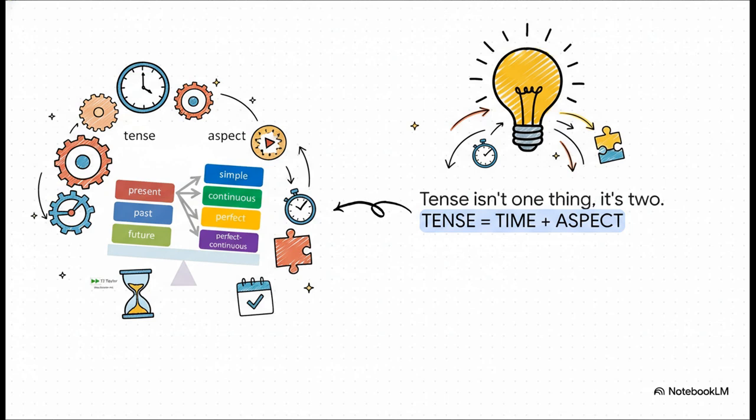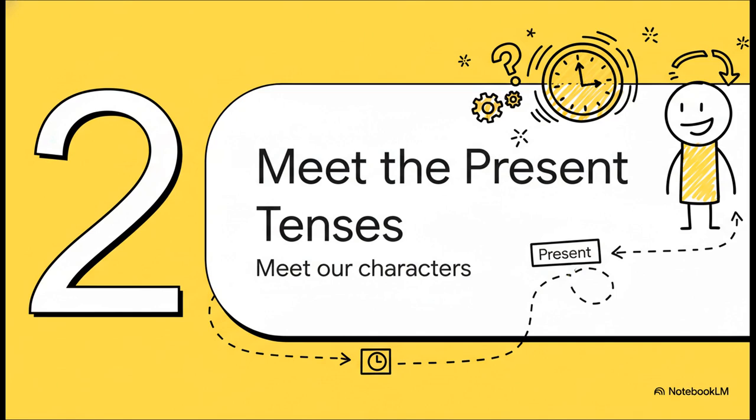Tense equals time plus aspect. That's the whole formula. You just pick one of the three times, past, present, or future, and you combine it with one of four aspects. There's the simple aspect, for facts, the continuous aspect, for actions that are in progress, the perfect aspect, which links two points in time, and the perfect continuous, which is all about duration. You see, it's a system, not just a random list of rules. So, now that we have our formula, let's take it for a spin.